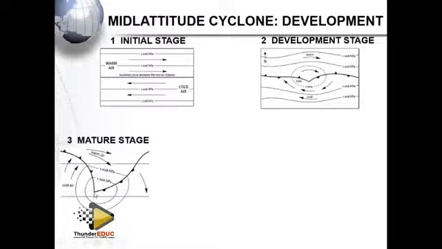In the mature stage, pressure drops further below 1,000 hectopascal. So therefore, here it's going to be maybe 984 hectopascal. A cold front and a warm front are visible at this stage. So what happens here? How do you notice that this is a cold front and this is a warm front? A cold front is represented with a triangle. Okay. A warm front is represented by a semicircle.